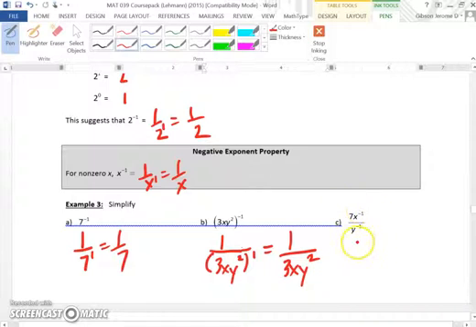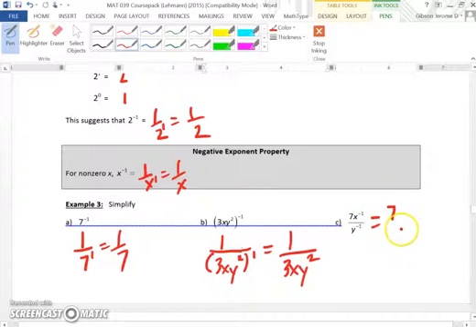Okay, now we come here to C. Now with C, if you notice, we have a negative exponent in the numerator and a negative exponent in the denominator. Whenever you're dealing with a fraction, all you have to do to satisfy this is switch the locations of these values that are taken to the negative exponent and make it positive.